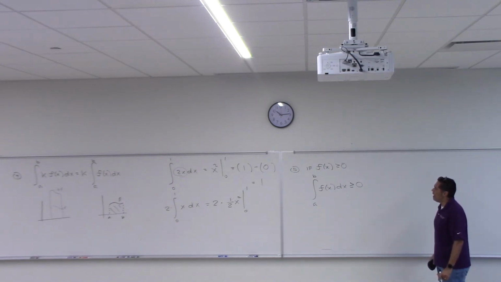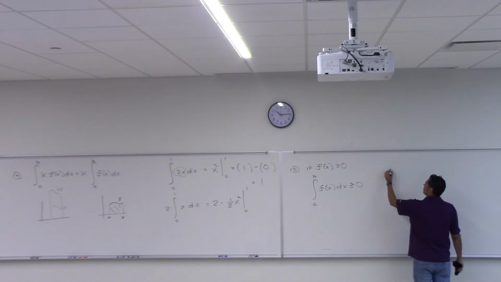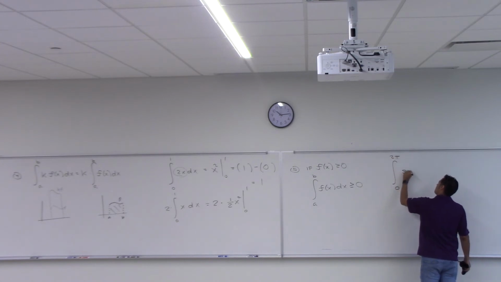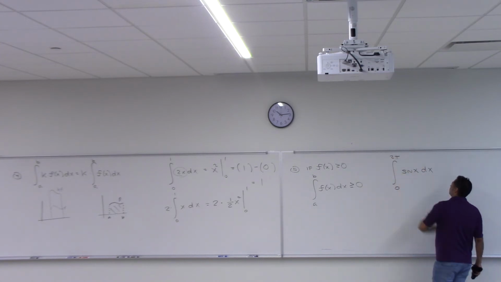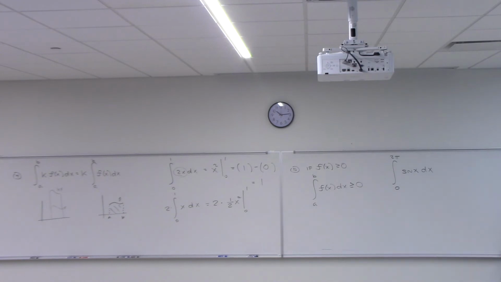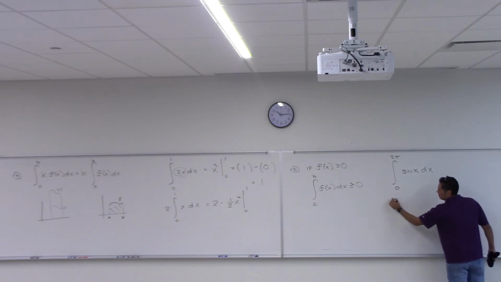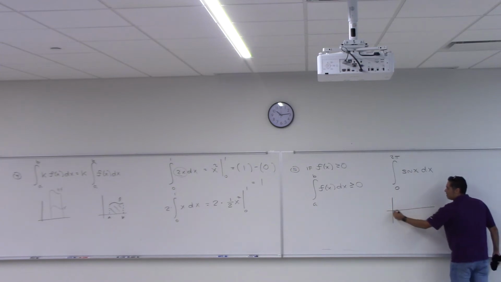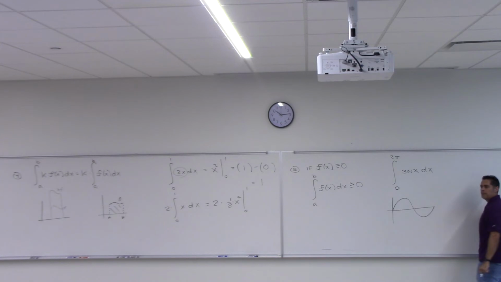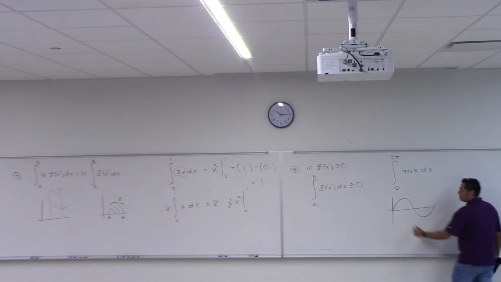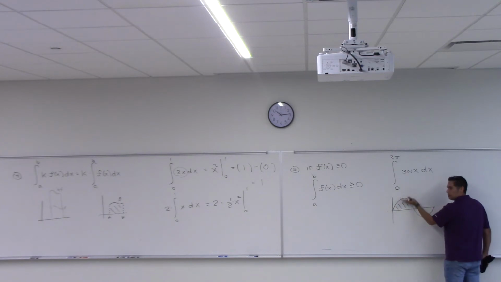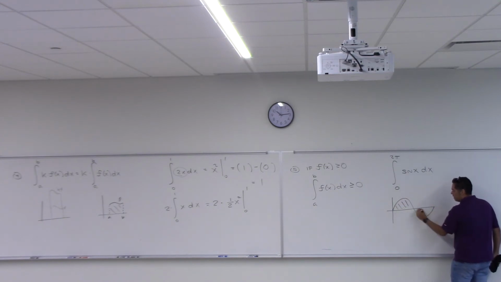Let's take a look at this example here. Let's do the integral from 0 to 2 pi of sine x dx. Let's just think about what this is asking. We all know what the sine function looks like from 0 to 2 pi. It's asking us for this area here, between this and the x-axis.